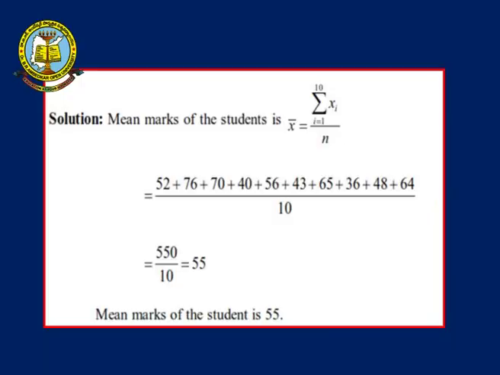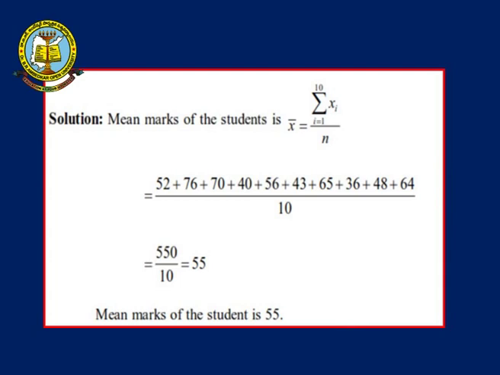Now already you know the formula. What is the mean formula? The mean marks of the student, x bar, is equal to 1 by n into summation i equal to 1 to n xi. Here how many observations do we have according to this problem? We have a total of 10 observations.